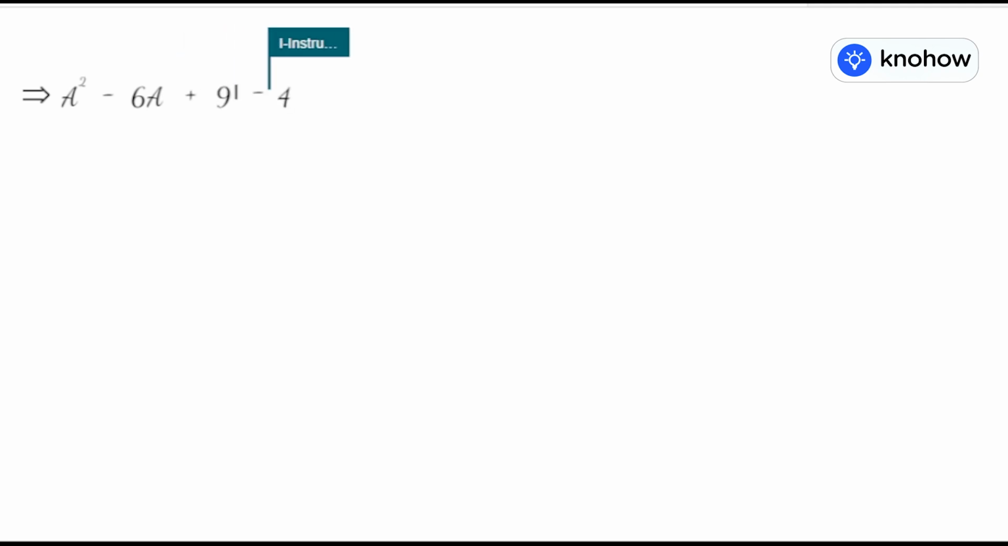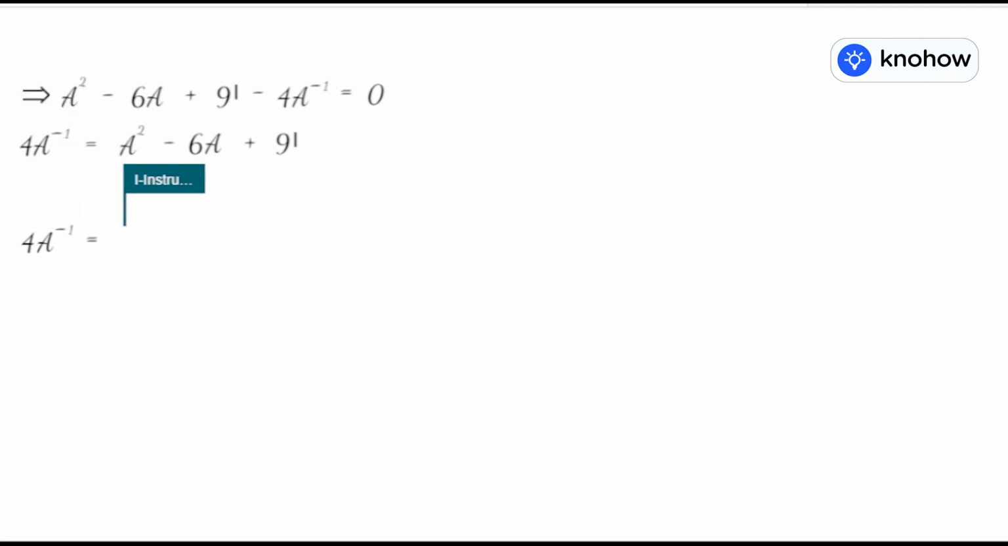So from here, taking 4A inverse on the other side, you get the value of 4A inverse as A square minus 6A plus 9I. We already know the value of A square, A and I, so substituting these values, we get 4 times A inverse equal to, we worked out A square. You already know the value of A square. What is the value of A square? 6, minus 5, 5, minus 5, 6, minus 5, 5, minus 5, 6.